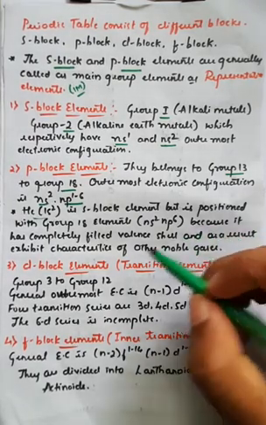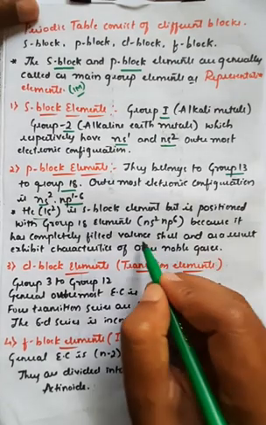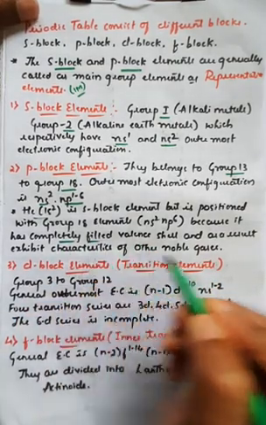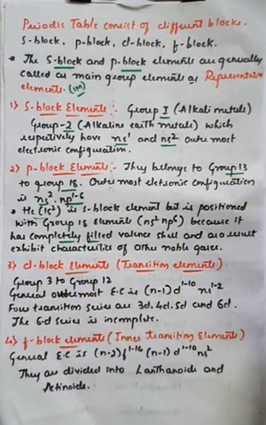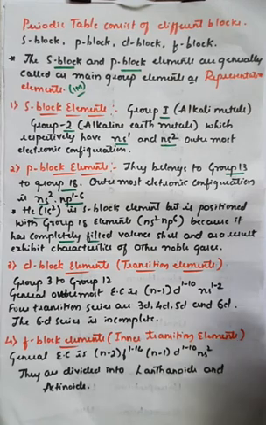Because it has a completely filled valence shell. They may ask the question in your CAT also: why is helium grouped under group 18 elements, even if it has an electronic configuration similar to group 2, or similar to the s block elements? The reason for this is that it has a completely filled valence shell.